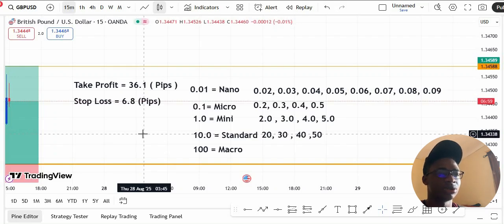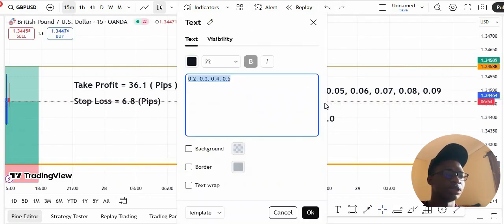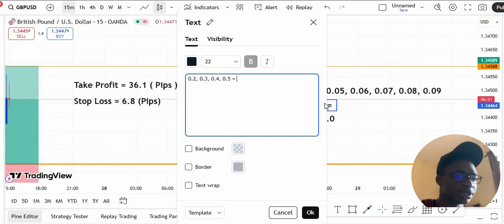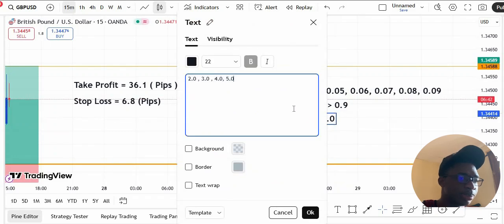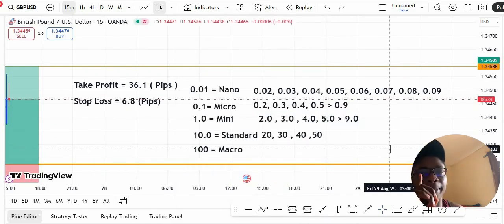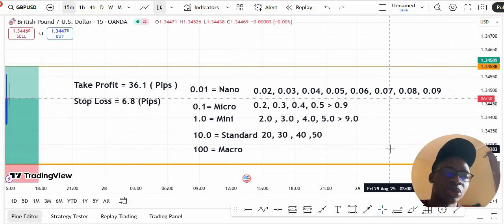Let me show you guys. Up to the max is going to be 0.9 for here, and the max of these is going to be 9.0, which is going to be giving us $90 per pip. You get what I mean? So if it's 2 pip, it's going to be giving us 180. Hope you understand what I'm trying to talk about.